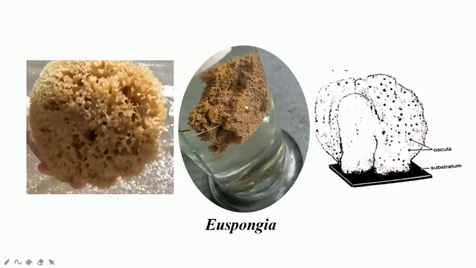And this is the preserved specimen of the same Euspongia, and again they are attached to the substratum, which helps in their staying at a particular place.